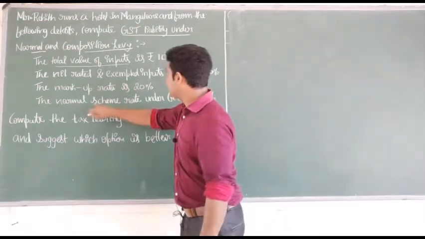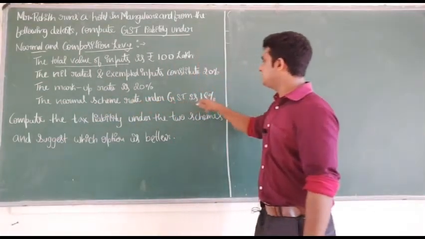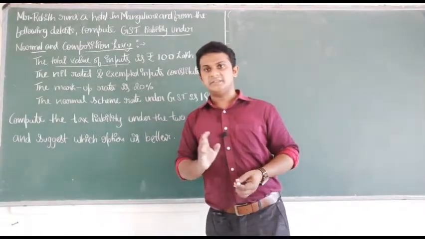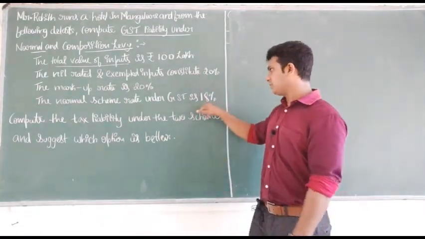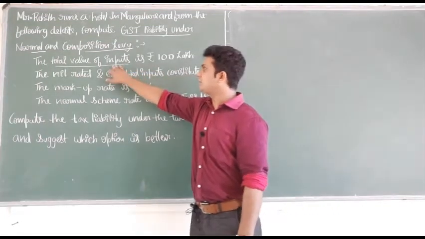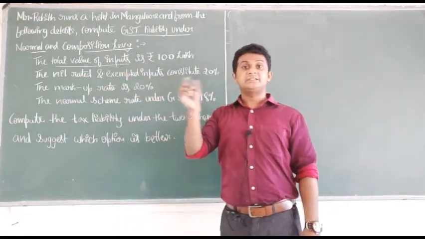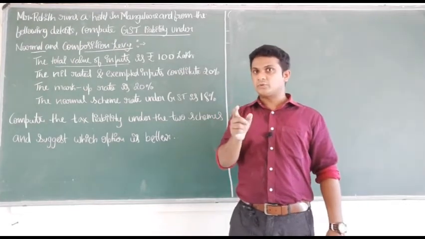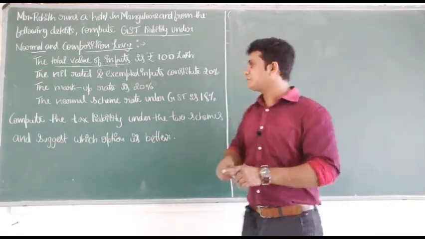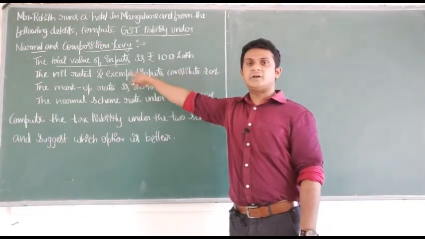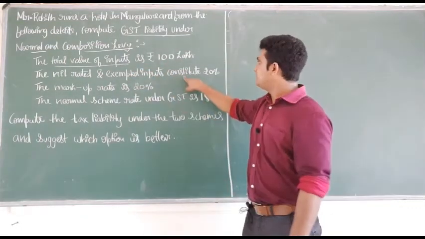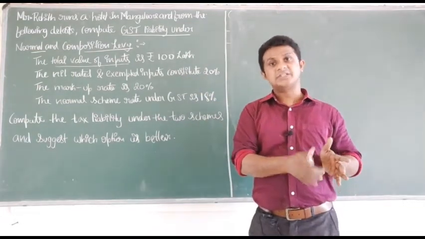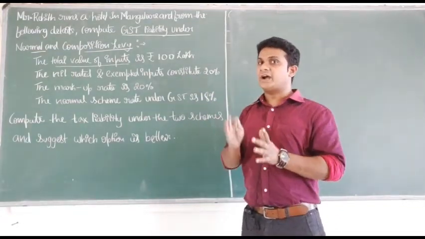Next, they have given that the normal scheme rate under GST is 18%. So if you are opting for the normal scheme, the GST rate is 18%. That's what they have given. So the total value of input, as I said, is not the invoice value of input, and we have to calculate the invoice value of input. To calculate it, first of all, to the total value we have to add GST. But there are certain components that are exempted that we have to exclude first, and to the remaining amount we have to add GST.